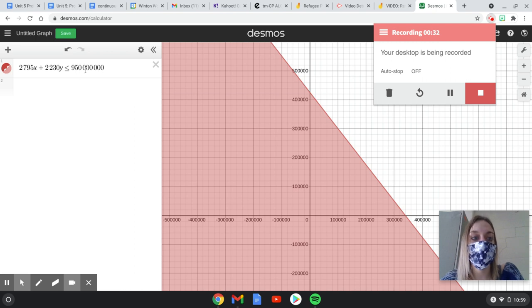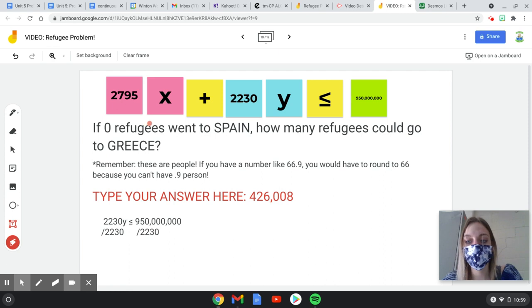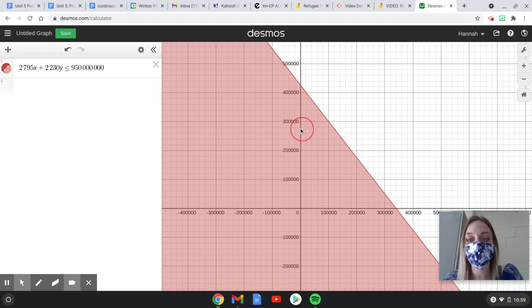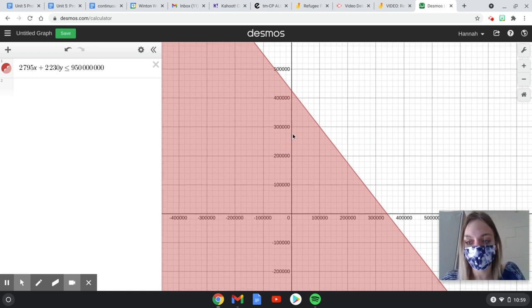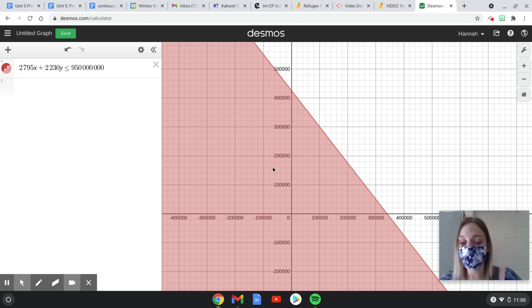Okay, so I put my inequality right into Desmos. So this inequality up top matches what I have here. Now you might need to zoom out a little bit so that your screen looks similar to mine. If you need to pause the video to do that, do that. So if I'm thinking of points that satisfy the inequality, I'm thinking of anything that's in the shaded region. Mine's shaded red, yours might be shaded a different color, but I need to find points that are inside this red area.